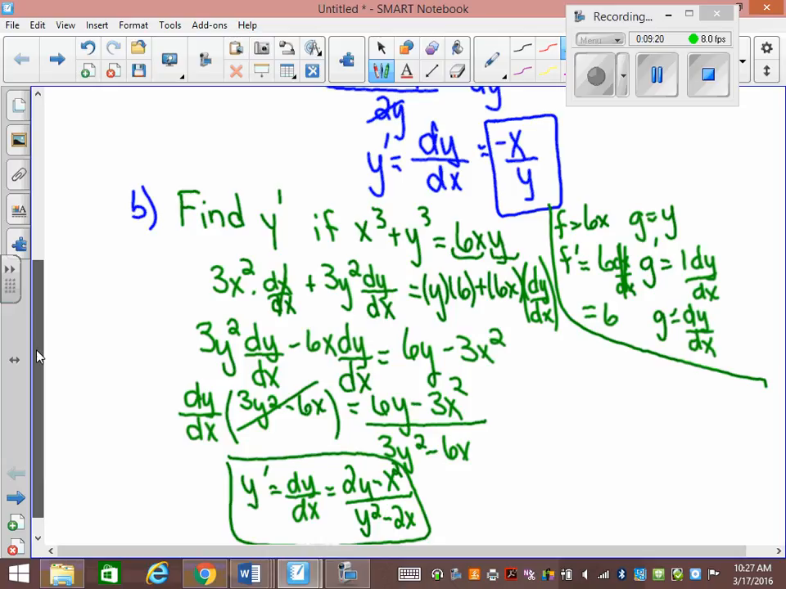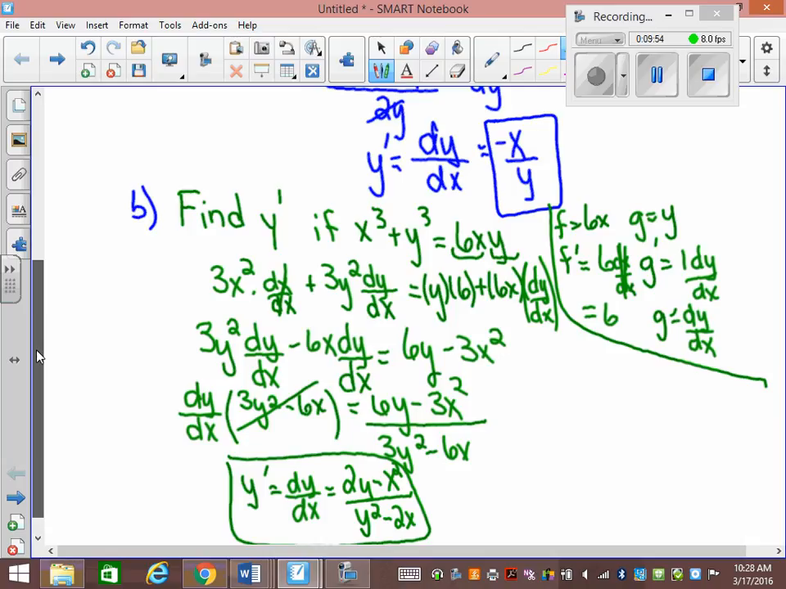Now, what would happen if I had chosen to move the dy dx's to the right side and everything else to the left side? You'd get the exact same answer, opposite signs. So you would get negative 2y plus x squared over negative y squared plus 2x. It's the exact same answer. Why is that the exact same answer? Because if I multiply this by negative 1 on the top and this by negative 1 on the bottom, am I changing it? I'm not changing my answer. I'm changing the look of my answer, but my answer would be the exact same as long as I did the same to the top and the bottom.